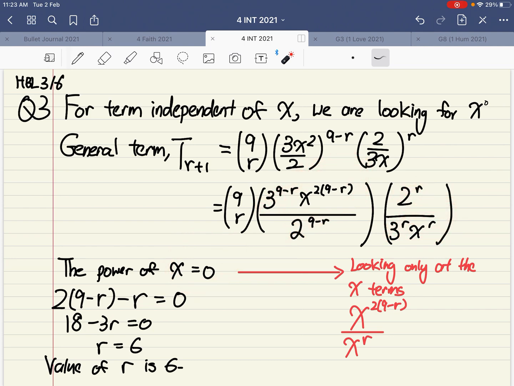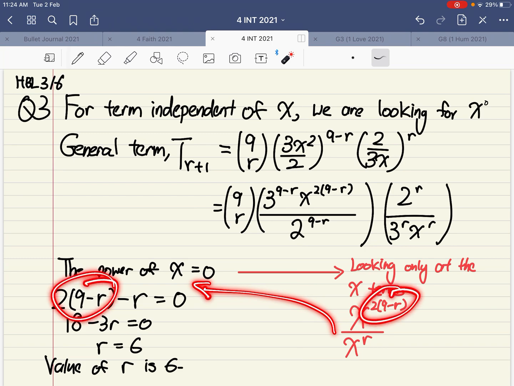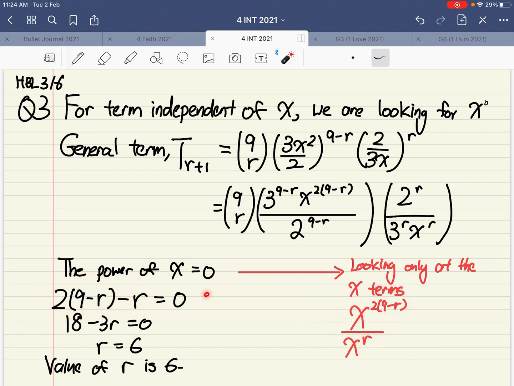So if you can see, x to the power of 2 times 9 minus r divided by x to the power of r, which I've written down here, what I'll get is x to the power of 2 times 9 minus r, minus r. If you remember your laws of indices, a to the power of m divided by a to the power of n is a to the power of m minus n. So that's what I have shown down here. 2 times 9 minus r over here will minus r. If you solve for r, your r value will give me 6 over here. So that is for question 3.